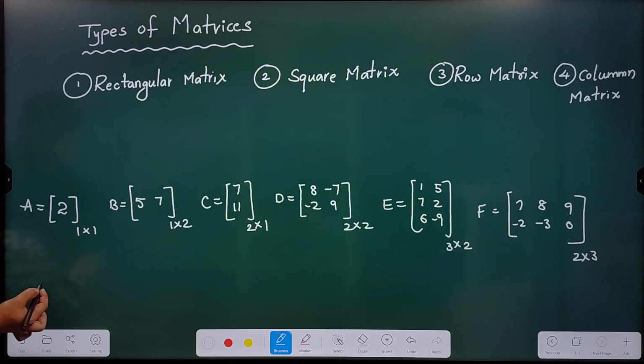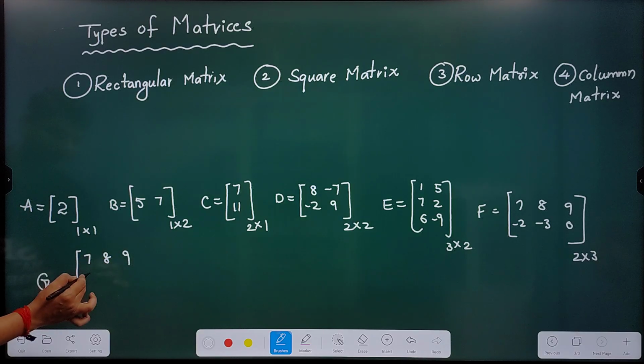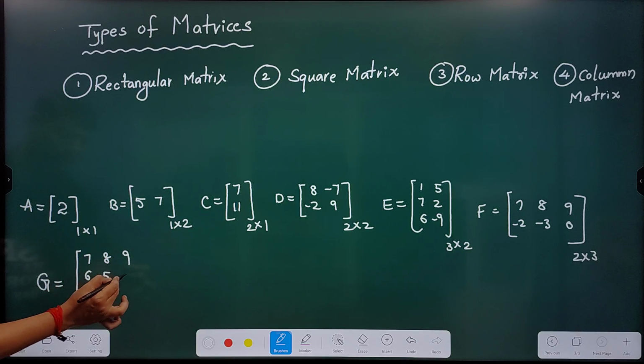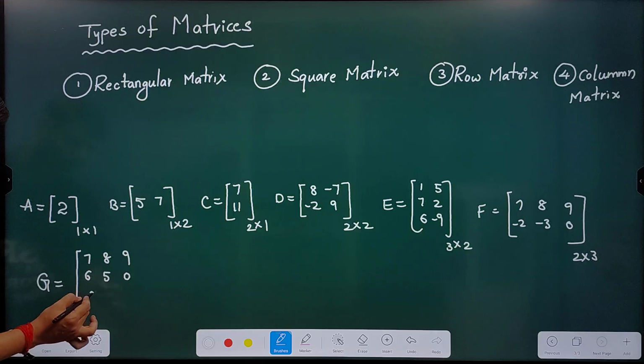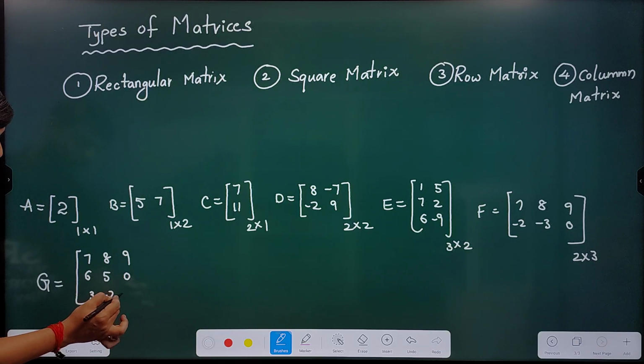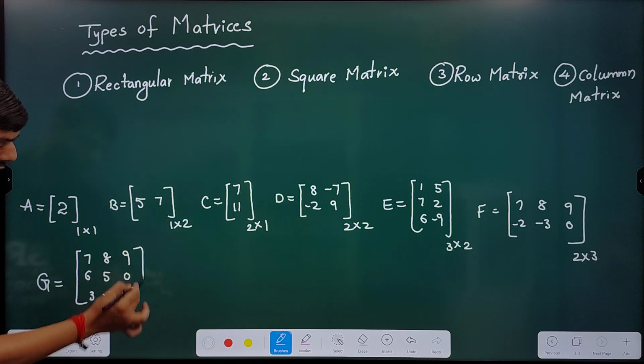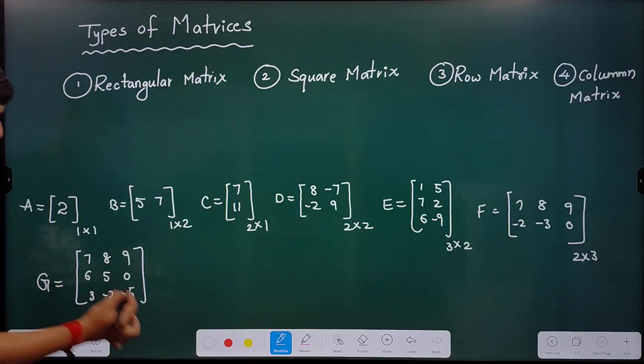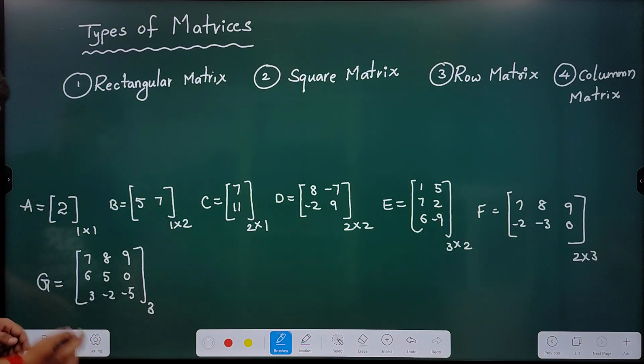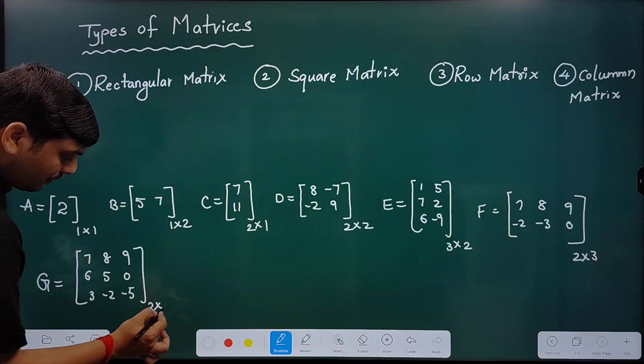Next, I am going to one more matrix. G is equal to 7, 8, 9, 6, 5, 0, 3, minus 2, minus 5. The order of matrix G is 3 rows as well as 3 columns.